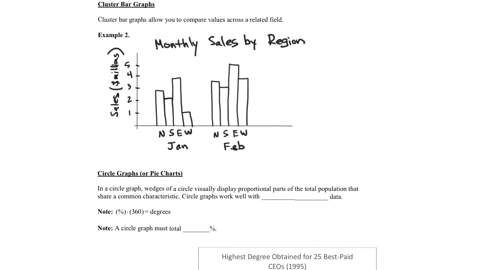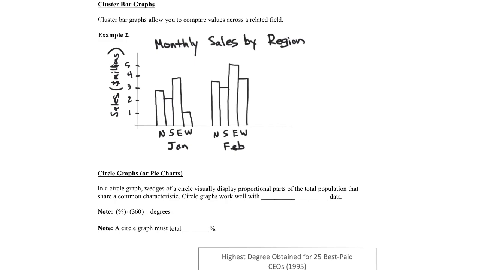We've got our sales here, and so I'll just stop after January and February, but you can kind of get the picture. This is a cluster bar graph. It's a bar graph, but we've got these little related values that we want to show here. Okay, so this cluster bar graph, you'll probably have 1 or 2 of those in the homework to work on.